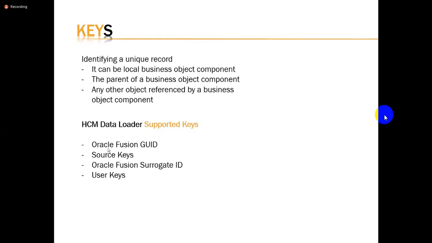So we have 4 keys. One is Oracle Fusion GUID, that is Global Unique Identifier. And the second one is source keys. And the third one is Oracle Fusion Surrogate ID. And the next one is user keys. Let's see what the individual keys are and how they work.